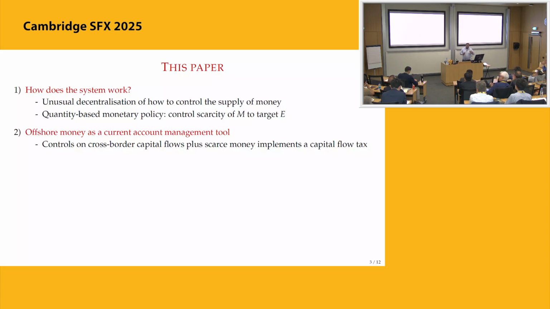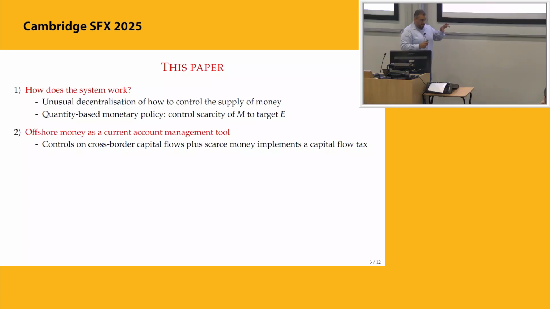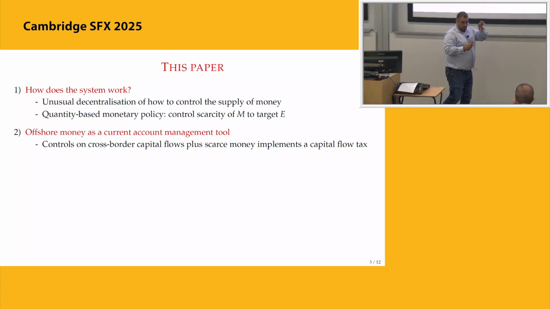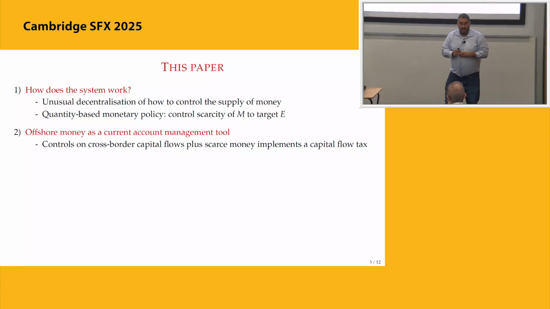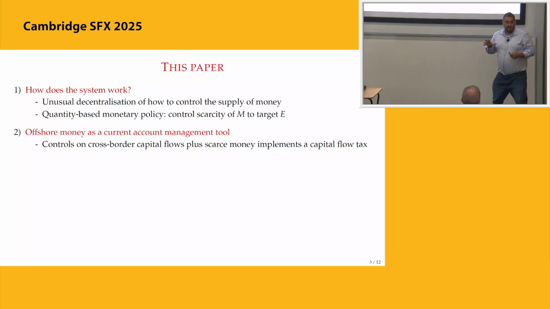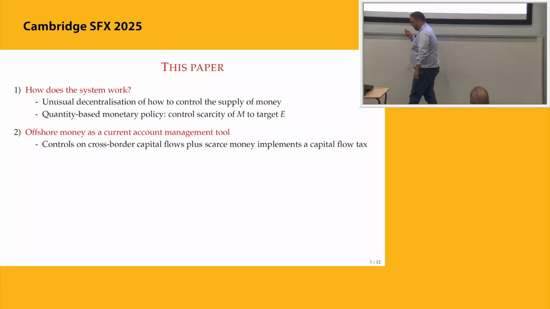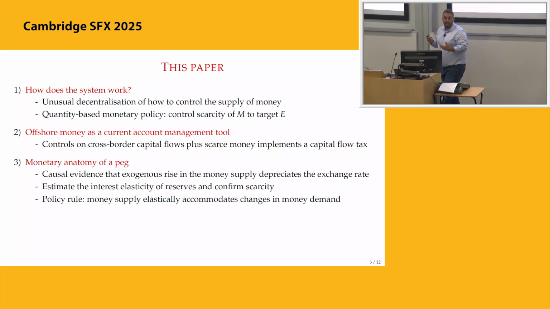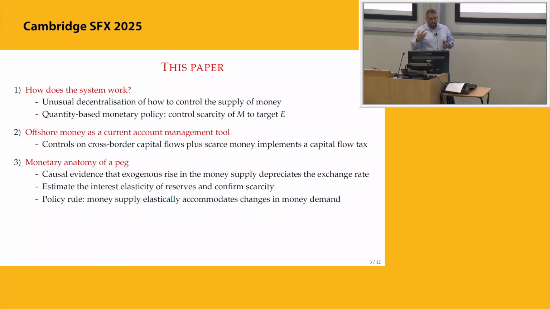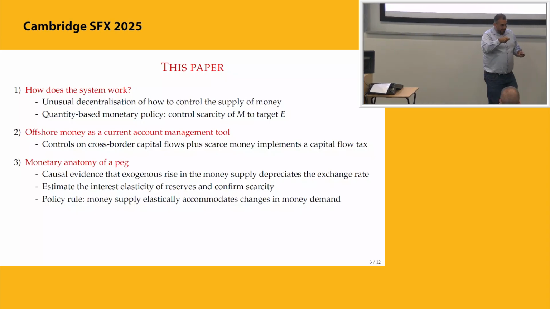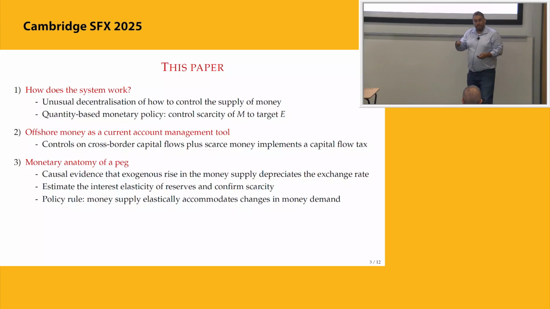And what we show is that the combination of quantity controls on cross-border capital flows and offshore money essentially implements a capital inflow tax. And what we can do, which is quite fun, is link that tax to monetary variables. We show that how much the exchange rate appreciates or depreciates in response to an increase in money supply actually pins down the slope of that tax, which I'll show you in a few slides.